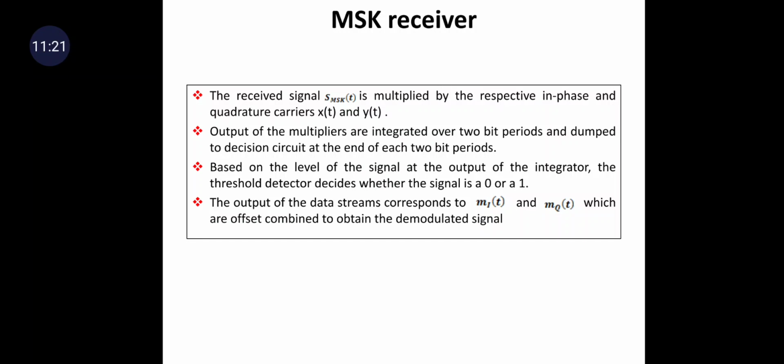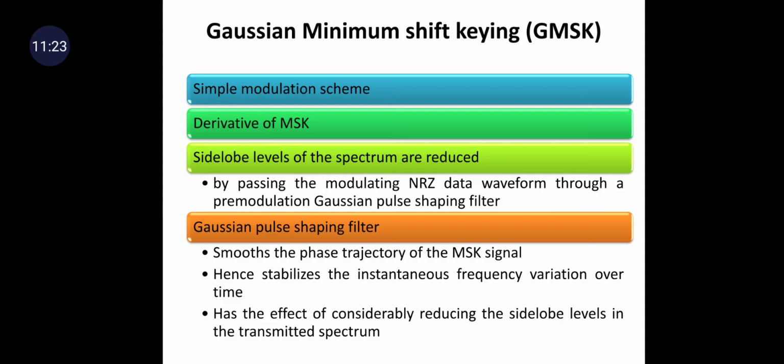So this is about MSK, and the second one is GMSK, that is, Gaussian minimum shift keying. Gaussian minimum shift keying is a simple modulation scheme. It is a derivative of MSK. Here the side lobe levels of the spectrum are reduced by passing the modulating NRZ data waveform through a pre-modulation Gaussian pulse shaping filter. So here we are using one Gaussian pulse shaping filter.